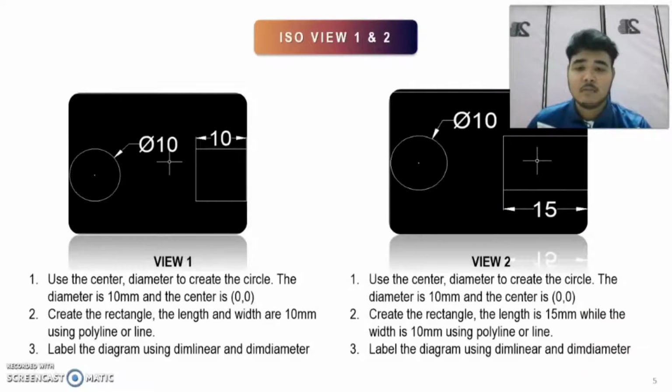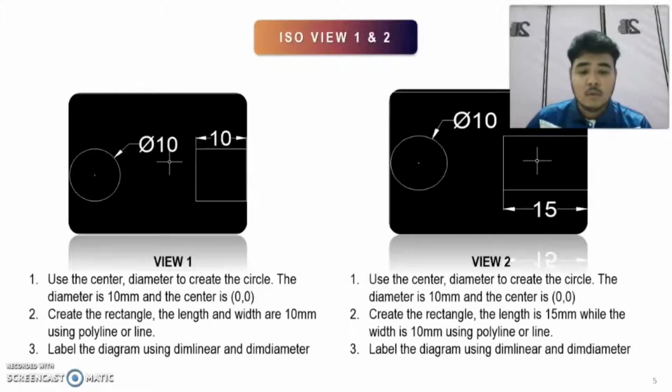Hi, my name is Luqman Hakim. Now we're going to start the ISO views. ISO view 1. First, we use the center diameter to create the circle. The diameter is 10 mm and the center is 0, 0. After that, create the rectangle. The length and width are 10 mm using polyline or line. Next, label the diagram using dim linear and dim diameter.